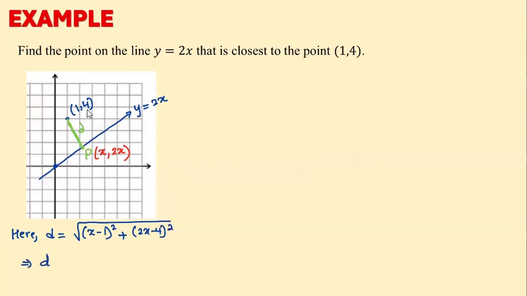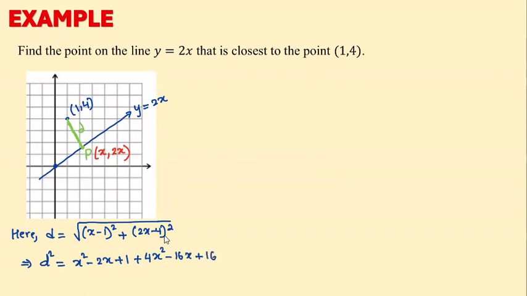Let's square it on both sides. D squared is equal to, if we square it, the square root will go away, (x minus 1) quantity squared, which is (x minus 1) times (x minus 1). If you FOIL it, you get x squared minus 2x plus 1. Then plus, again if we FOIL this, (2x minus 4) times (2x minus 4), that is 4x squared minus 16x plus 16.